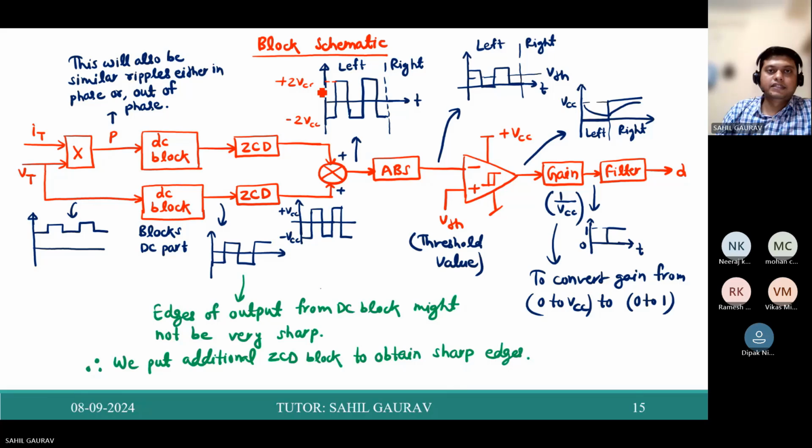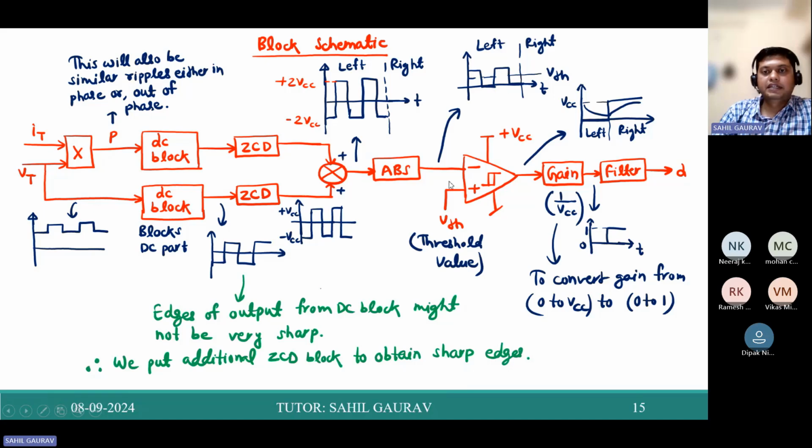plus 2 VCC. And for the right side, they will cancel each other, because the voltage ripple and power ripple are out of phase on the right hand side of the maximum power point. So both will cancel out and you will get 0 on the right side of the maximum power point. Now we will take the absolute value of this curve, so we will get a curve like this one.